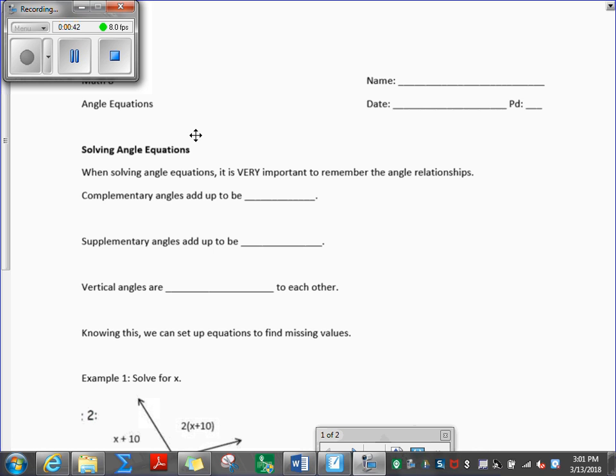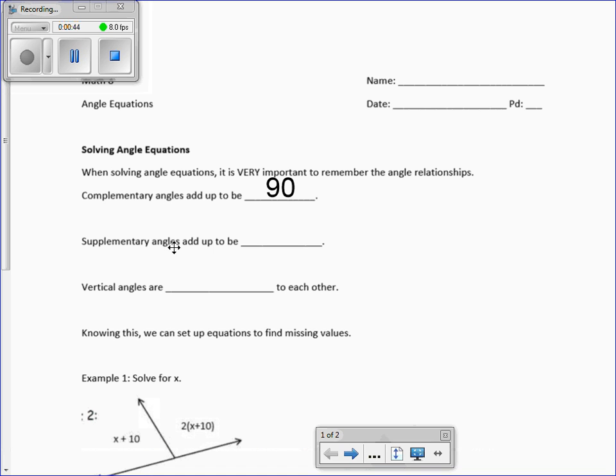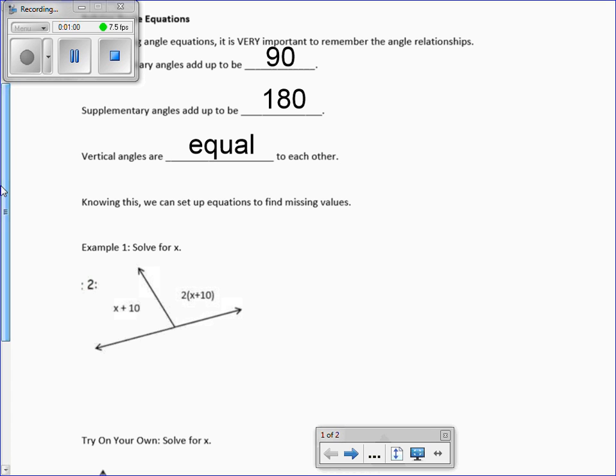So complementary angles add up to be 90 degrees, supplementary angles add up to be 180 degrees, and vertical angles are equal to each other. When we know this, then we can set up our equations so we can find the missing values. Okay? So example 1, we're going to solve for x.